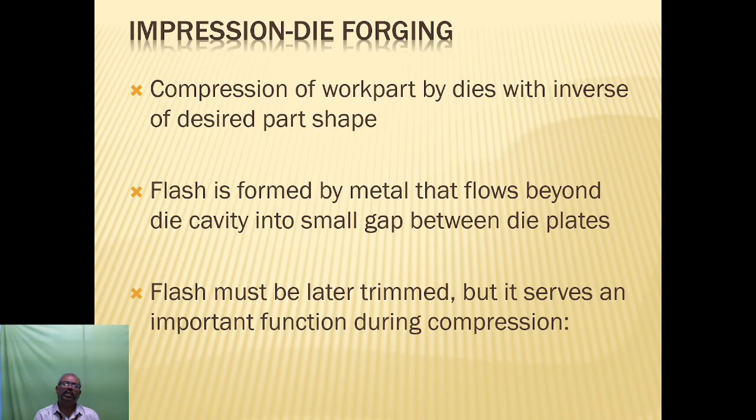Next one is impression die forging. Compression of work part by dies with the inverse of desired part shape. Flash is formed by metal that flows beyond die cavity into small gap between die plates. Flash must later be trimmed using a machining process, but it serves an important function during compression.